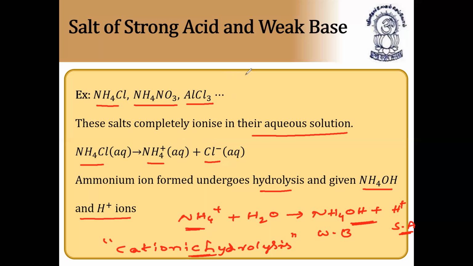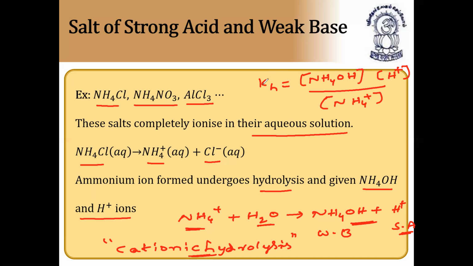So for this, the hydrolysis constant is calculated. Hydrolysis constant Kh is equal to the concentration of the products, that is the concentration of ammonium hydroxide, into the concentration of H plus ions, divided by the concentration of ammonium chloride, that is the concentration of NH4 plus ions, because water does not have any concentration. So ammonium is the reactant, and this is the product.